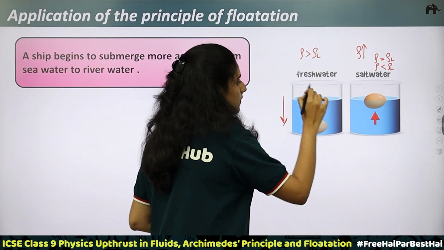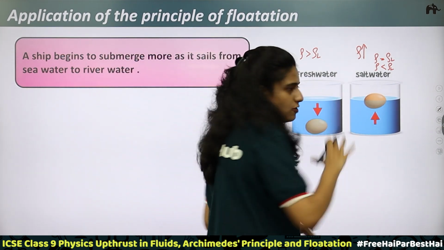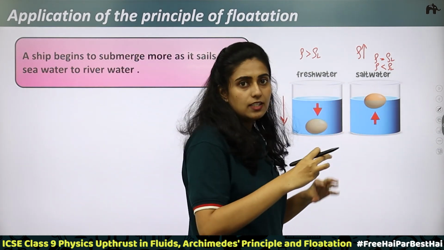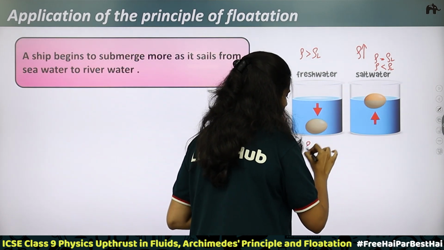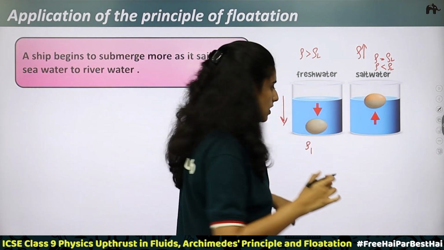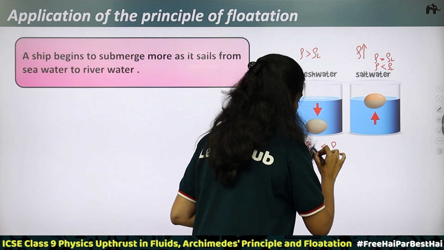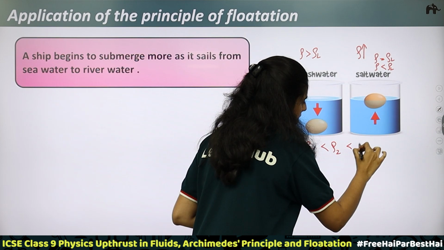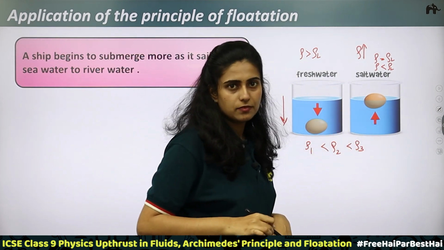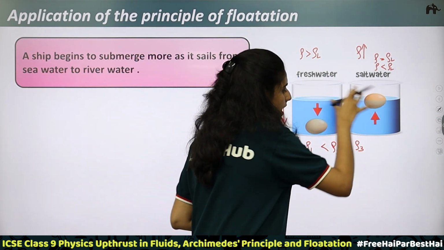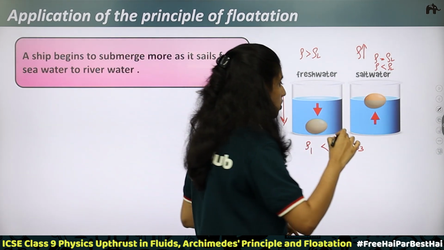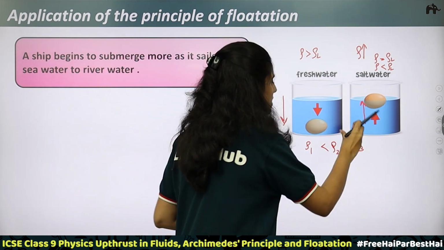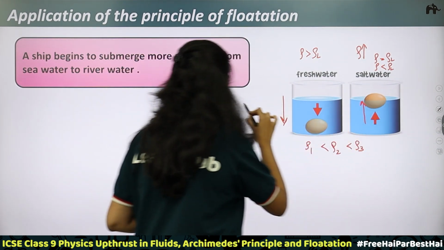So we'll take 2 spoons of salt first and then 4 spoons of salt. Here what is happening? The density in the first case, in the case of fresh water, will be less than the density in the second case, which will be less than the density in the third case. Now, when you keep on adding salt, the body will start to rise. So, when the density of the liquid increases, what is happening?